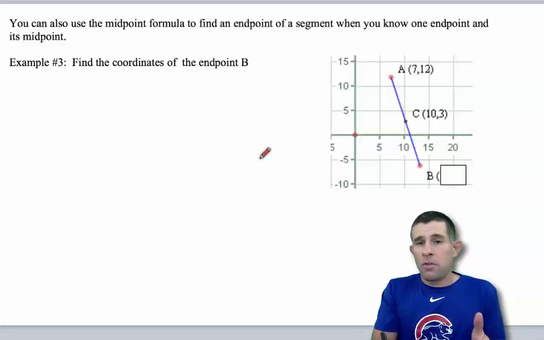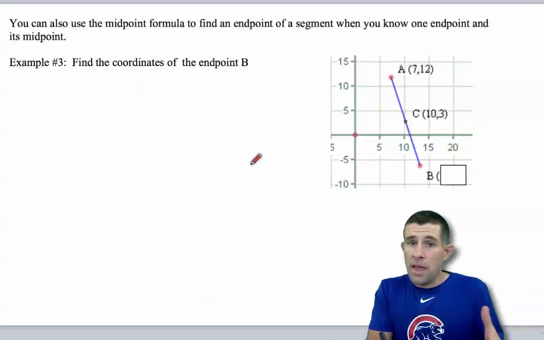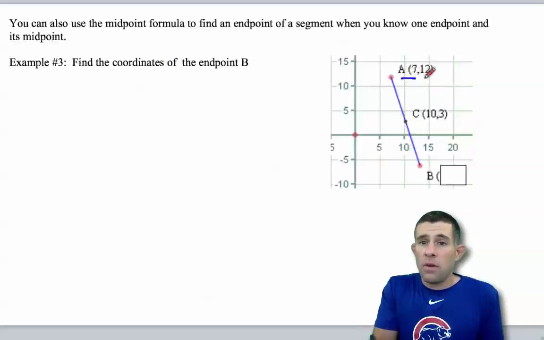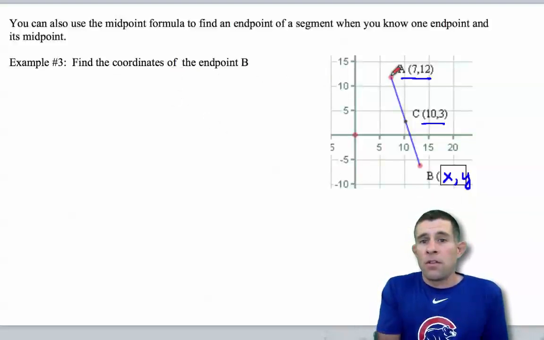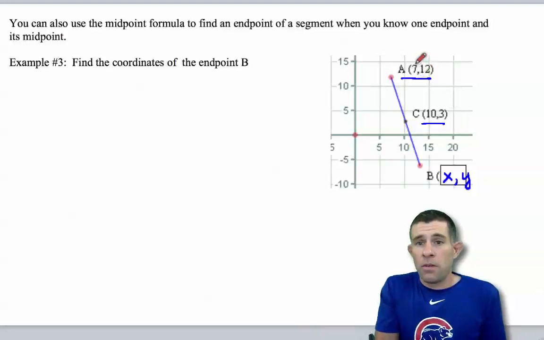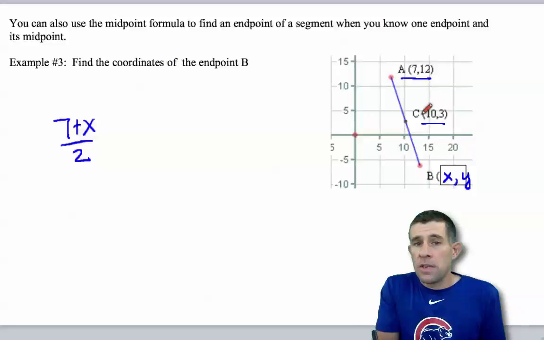Now, the midpoint formula is not only helpful for finding the midpoint, but it also can be helpful for finding an endpoint when we're given one endpoint and the midpoint, but don't know the coordinates of the other endpoint. Let's just call these x and y for right now. In order to find the coordinates, we're still going to use the midpoint formula. Remember, it's the average of the x's. Now I have 7 plus x divided by 2 should have resulted in 10.